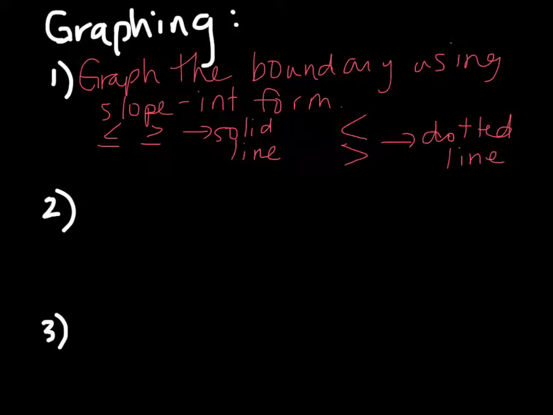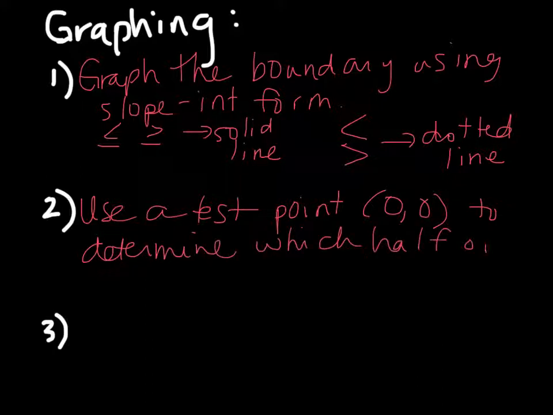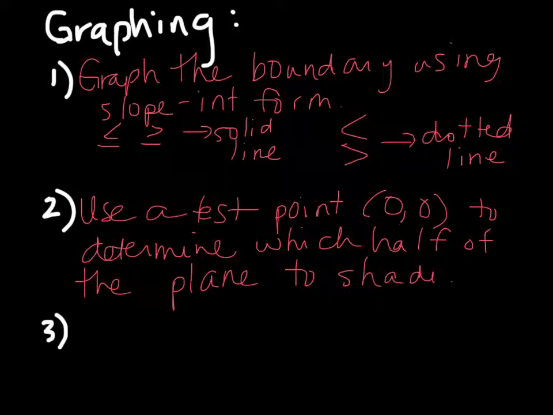All right, after we get that boundary created, we're going to use a test point, and we're usually going to use 0, 0 unless it happens to fall on our line, and then we can use 1, 1. But we're going to use a test point to determine which half of the plane, the coordinate plane, not the flying plane, to shade. And then we are going to shade. Alright, so let's look at two examples.